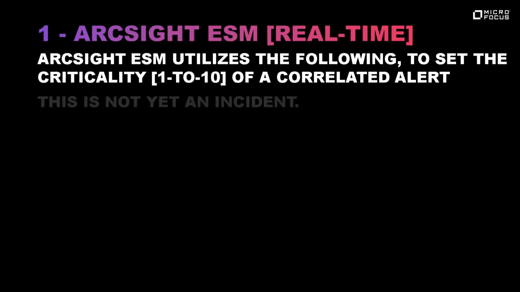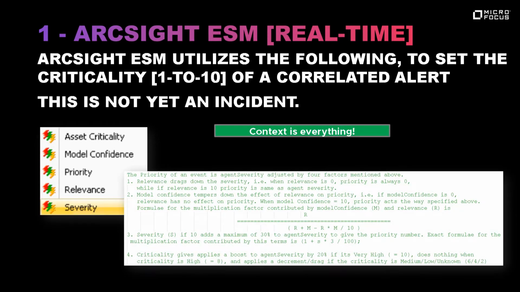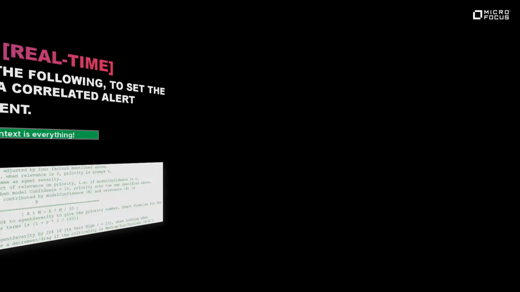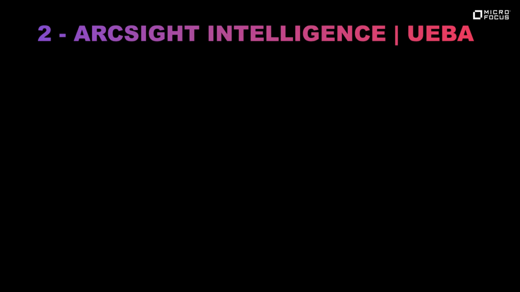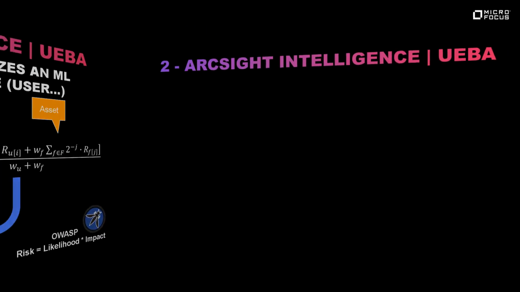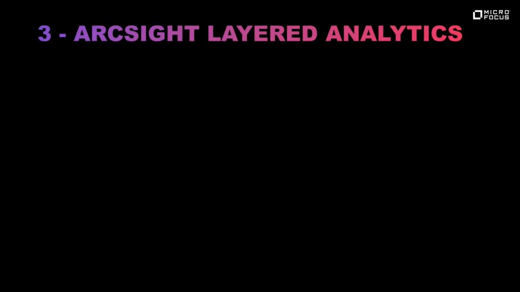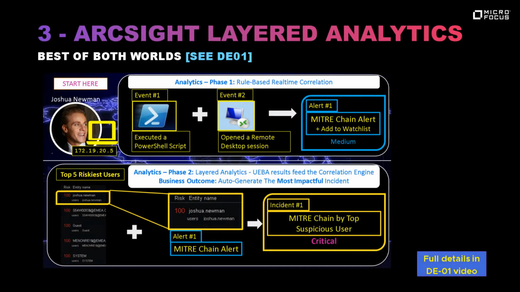Our correlation engine incorporates a mature threat-level modeling calculator that tags each event in real time. ArcSight Intelligence leverages sophisticated statistical modeling to provide risk scores to entities. The layering of both machine learning and correlation in itself builds a third, even more rich source of prioritization.